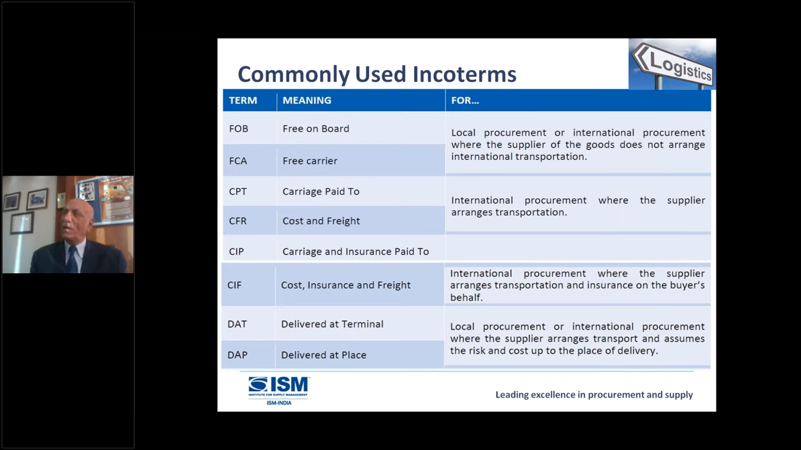Or the other way around, to protect against stockouts. So the bottom line of inventory, I would say, is to protect against stockouts. Because if stockouts are there, you're going to lose customers, you're going to lose production. Those are the losses.